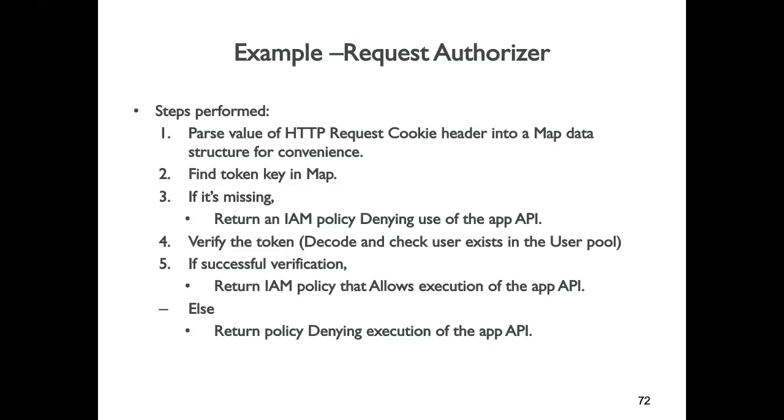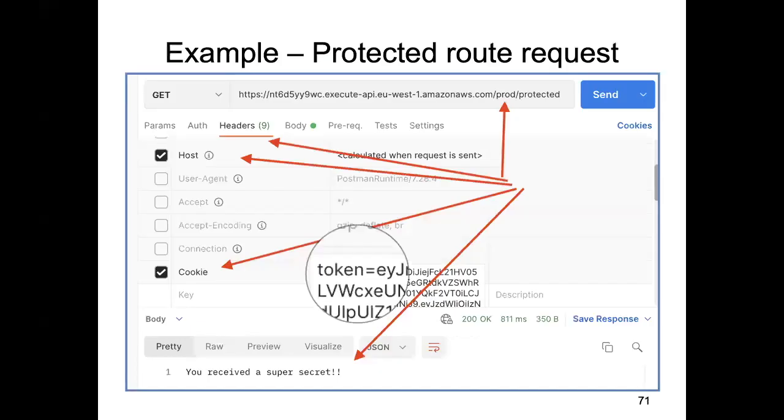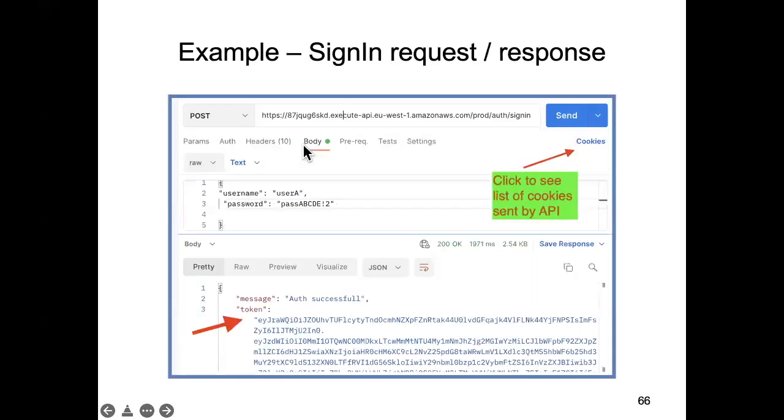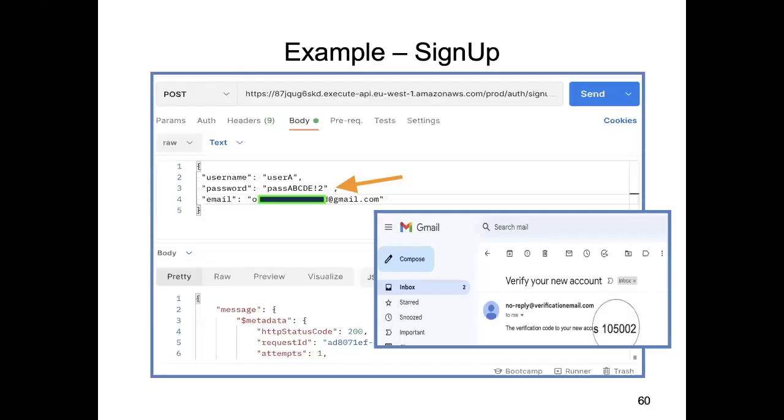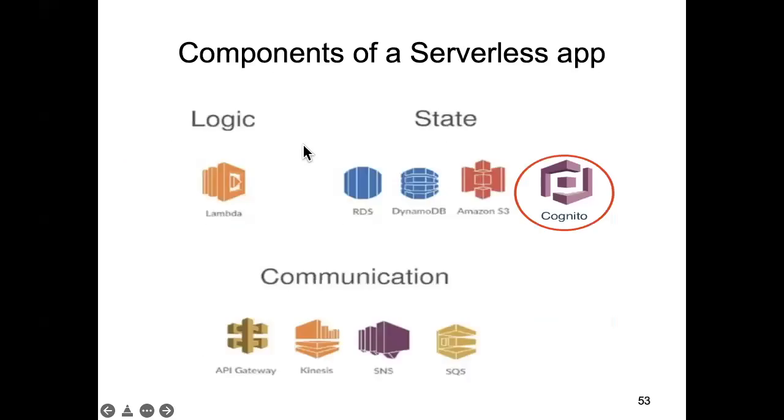So we've looked at a number of AWS serverless services: the Lambda service, the API Gateway service, the DynamoDB service. In fact, if we go back to this one with a nice diagram at the beginning of Cognito, we've looked at the serverless compute service, these two state-related services, and API Gateway, the communications serverless service.